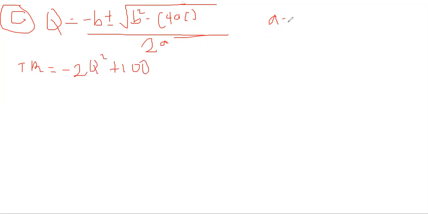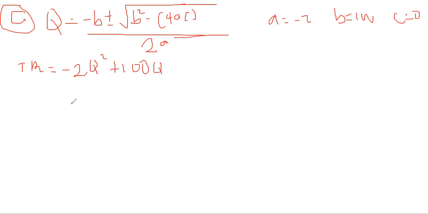So A equals what? That is the coefficient attached to the quadratic term. So A is minus 2. B is, this is Q, B is what? 100. And C is 0, because there is no constant in this equation. So C is 0. So all you need to do is to substitute here and find the quantity.